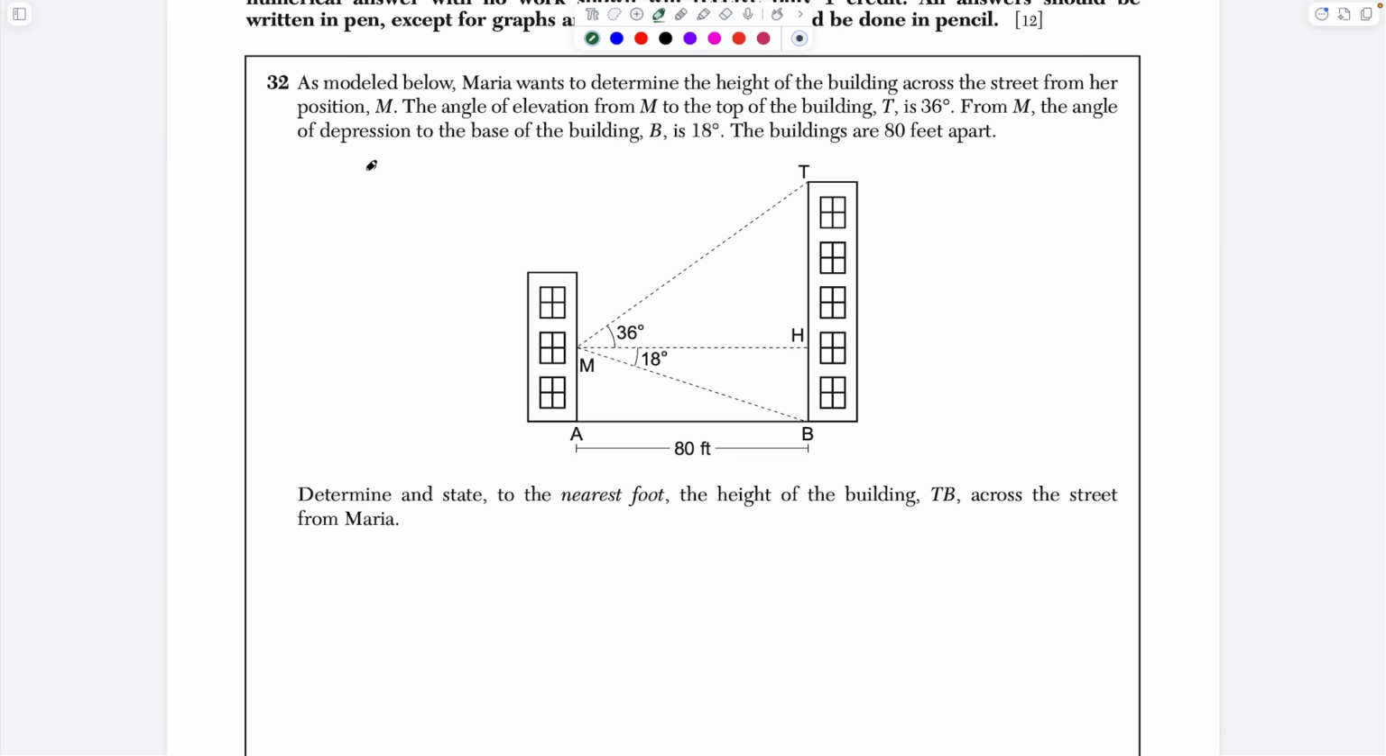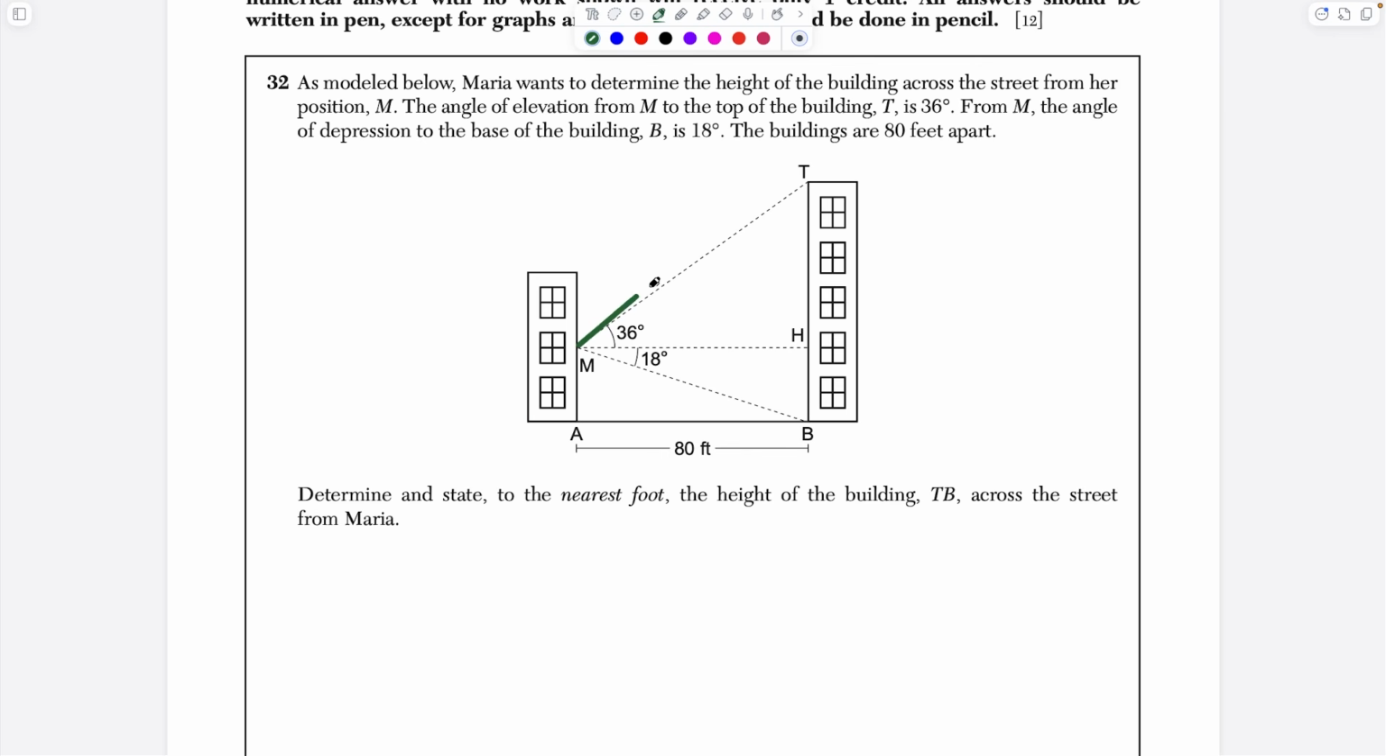Question 32, as modeled below, Maria wants to determine the height of the building across the street from her position M. The angle of elevation from M to the top of the building T is 36 degrees. From M, the angle of depression to the base of the building B is 18 degrees, and the buildings are 80 feet apart. Determine and state to the nearest foot the height of the building TB across the street from Maria. So for this question, we're going to use trig.